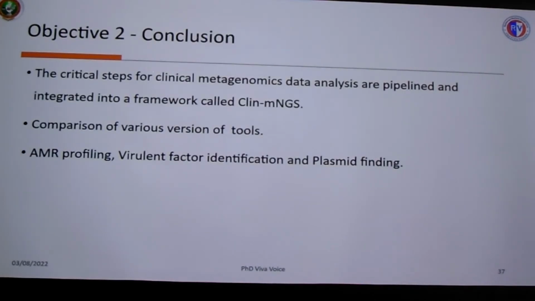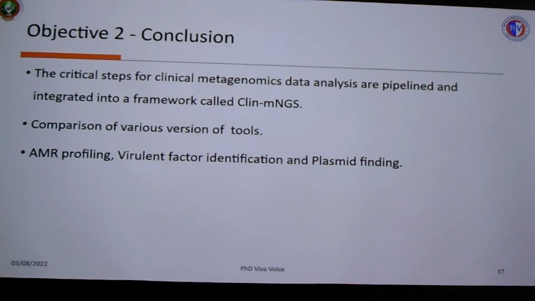So concluding objective 2, the critical steps in clinical metagenomics have been pipelined and integrated into a framework called ClinMNGS. We have compared the various versions of the tools used in each of these steps, and the ones that performed best were integrated into the final ClinMNGS framework. In addition to identification of the pathogens, we can also comprehensively identify the AMR profiling, the virulence factors which cause the pathogenicity of the organism, and also the plasmids present in these organisms.